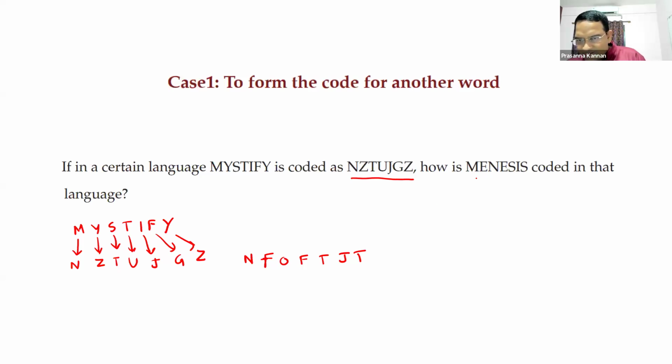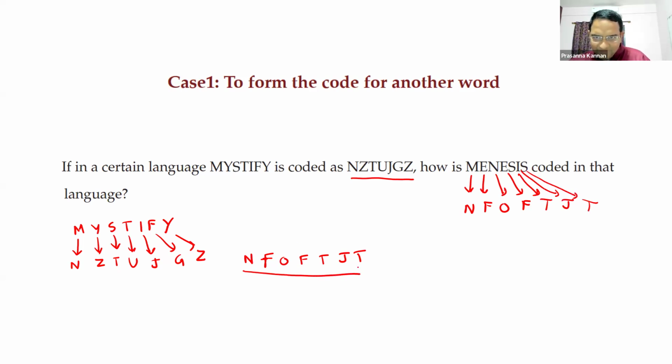So what will it be for MENESIS? For M, it is N. Then E, next letter F. N, next letter O. E, next letter F. S, next letter T. I, next letter J. S, next letter T. Perfect. You got it, everybody? Yes, sir. Excellent. Any doubts? No, sir. Very good.